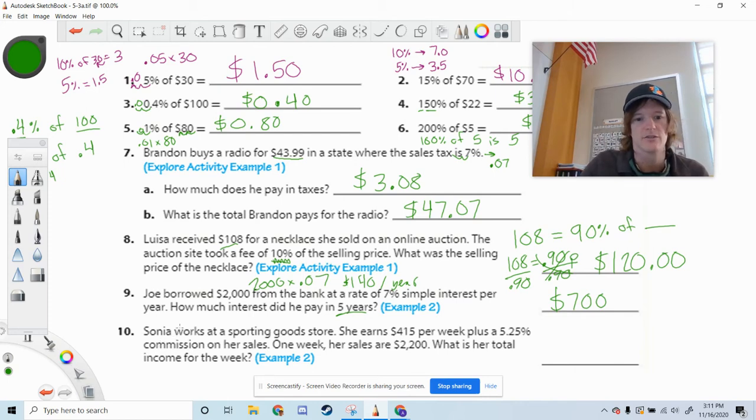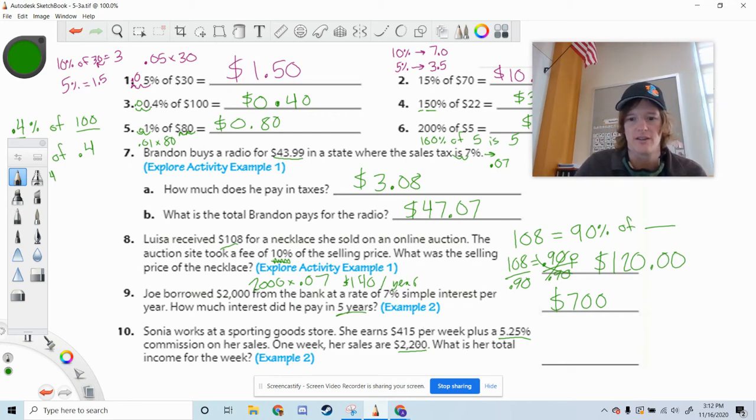Number 10, Sonia works at a sporting goods store. She earns $415 per week plus 5.25% commission on all her sales. One week, her sales are $2,200. What is her total income for the week?